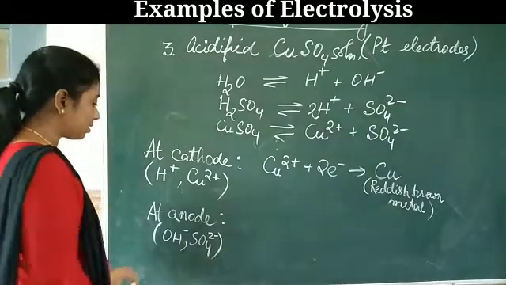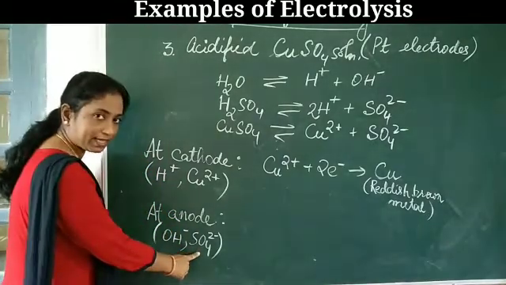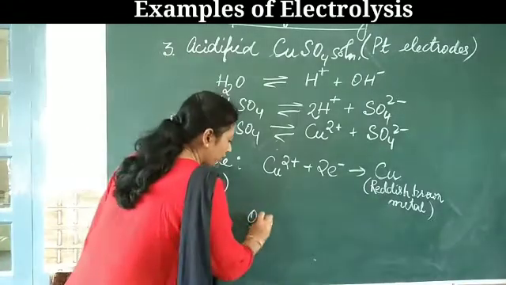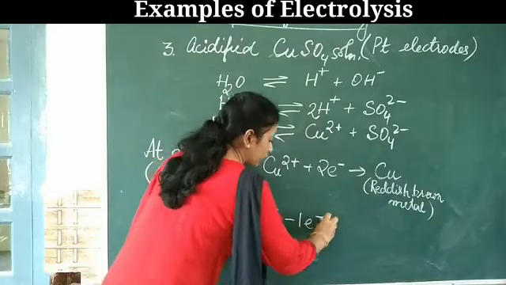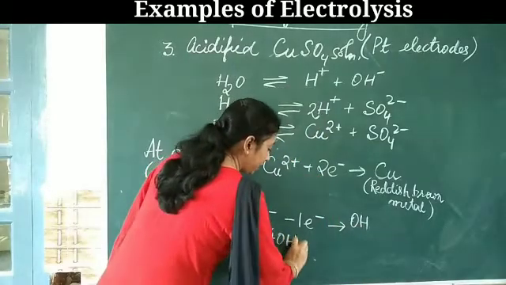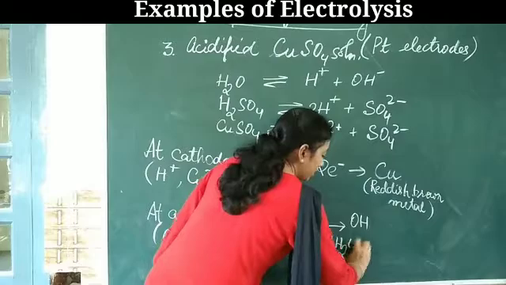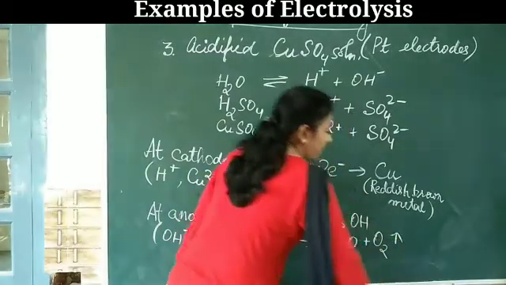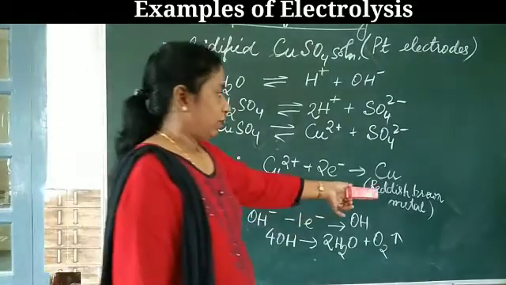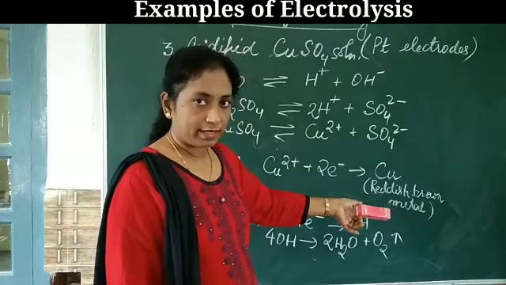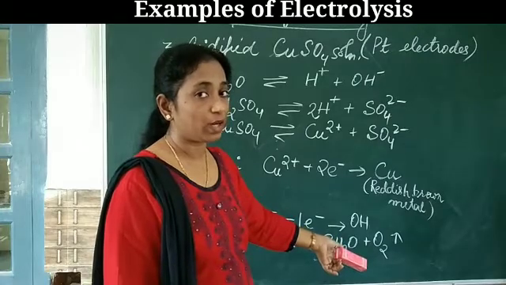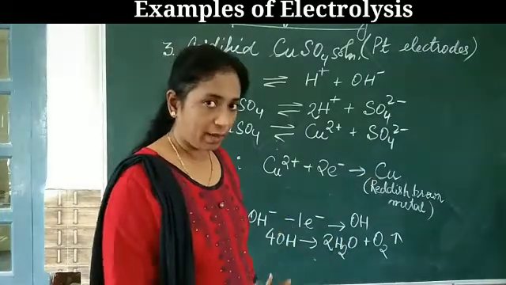At the anode, what happens? OH minus and sulfate ion are there, and OH minus has the lower position in the electrochemical series. So, OH minus will give up one electron and become OH, and 4 OHs will combine together to form 2 molecules of water and 1 molecule of oxygen. So, what are your observations at the 2 electrodes? At the cathode, reddish brown metal is deposited, and at the anode, a colorless odorless gas is liberated which rekindles a glowing splinter. Observations are important, children.